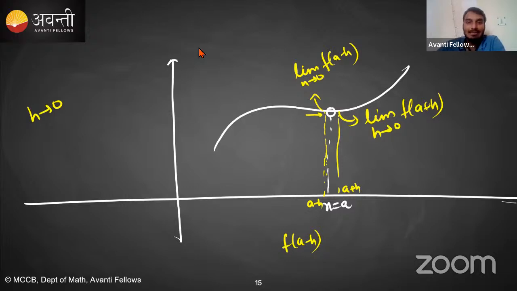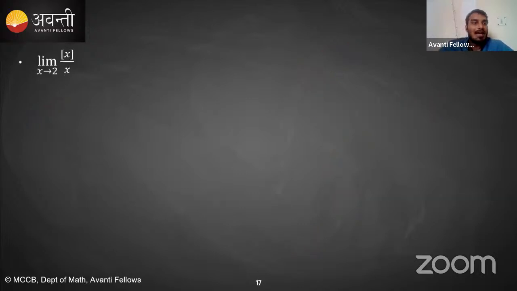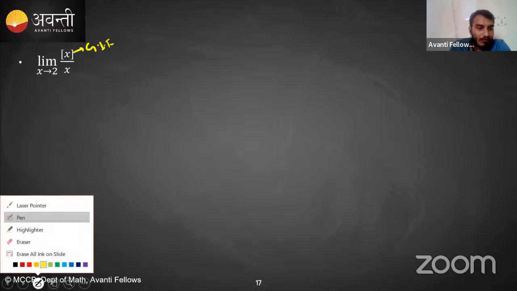Okay. So since we now know how to find the limit, just find the left hand limit and right hand limit, and check whether they are finite and equal. If both things are satisfied, we will say the limit exists. And what is the limit? The value of a function when x approaches a. Now we will solve a couple of examples just to get familiarized with the concept of limit. If I ask you this question, limit x tends to 2 of box of x, which is the greatest integer function, divided by x, you have to find the limit.